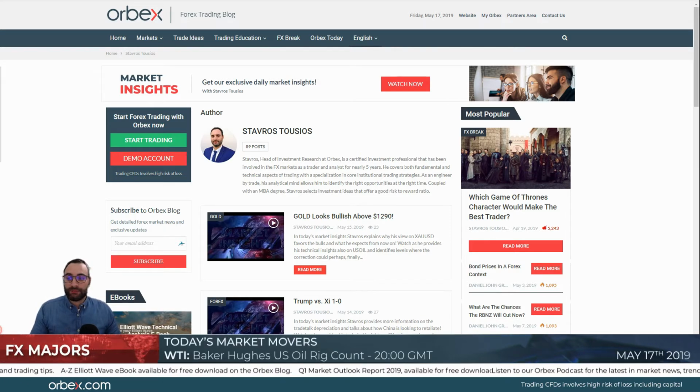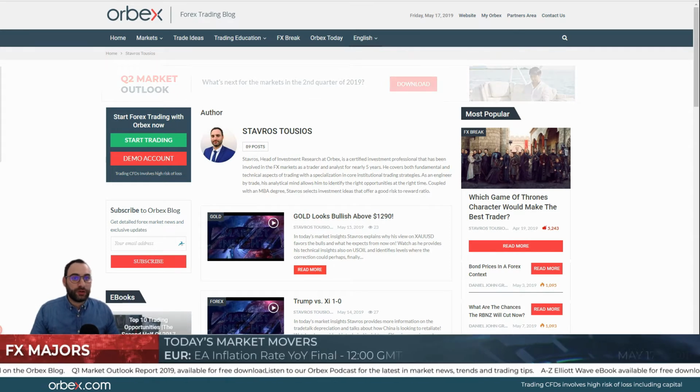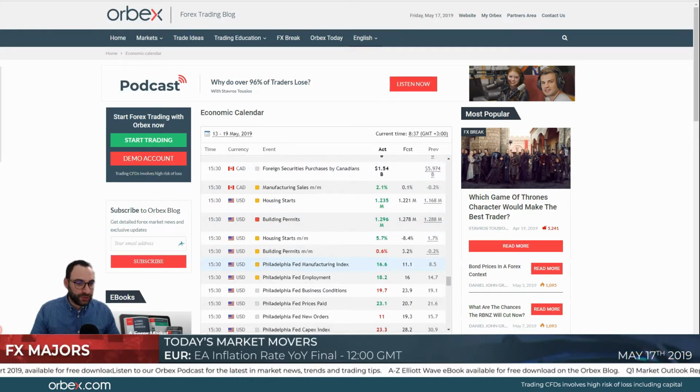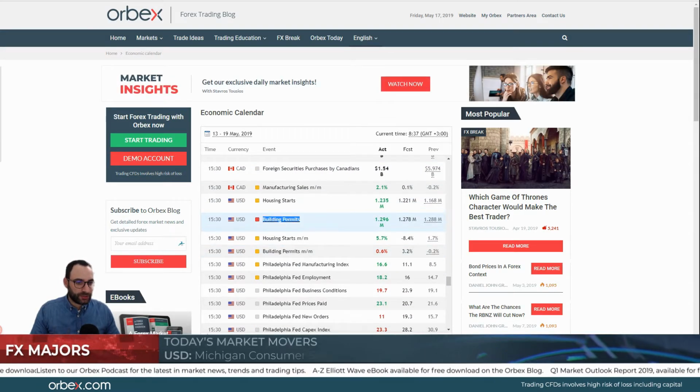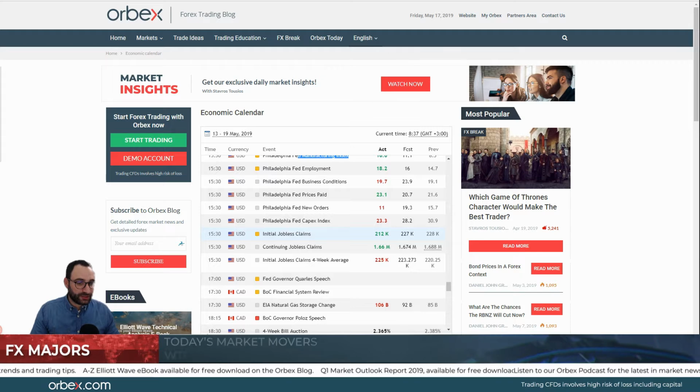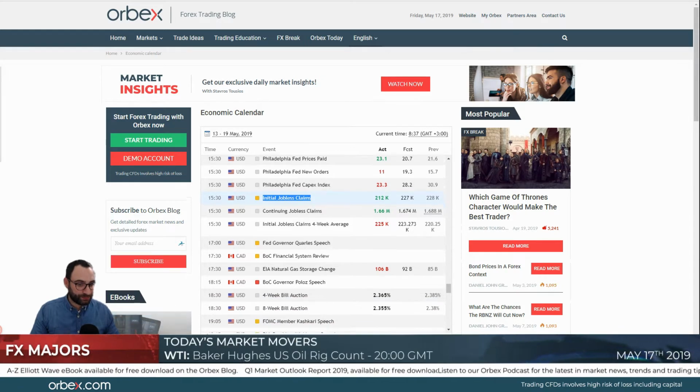The US dollar is back on track just hours before this week's trading goes on a pause for the weekend, obviously on the back of an array of very good data from the US, including housing starts, building permits, the Philly Fed employment, as well as the manufacturing index and initial jobless claims.